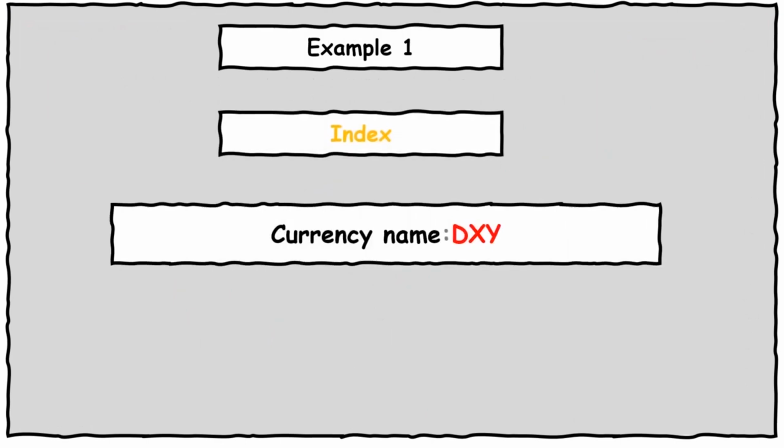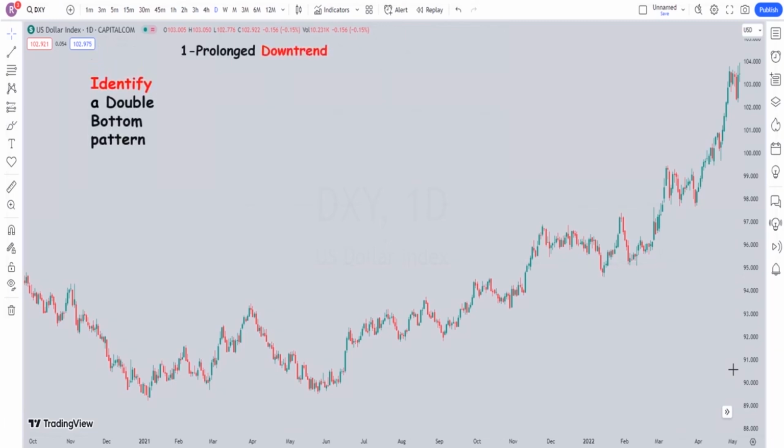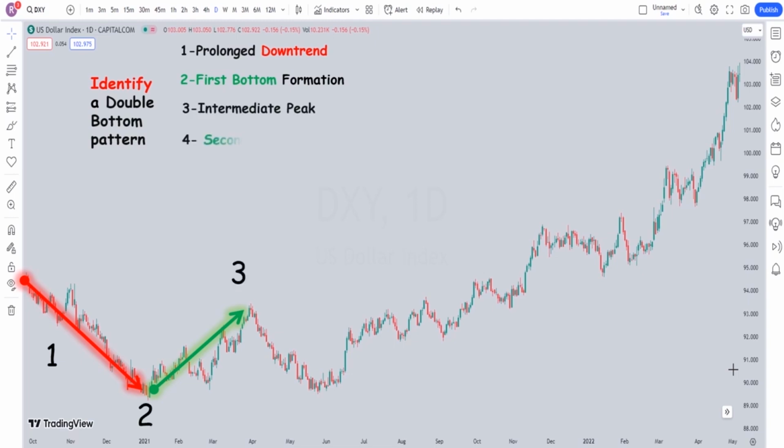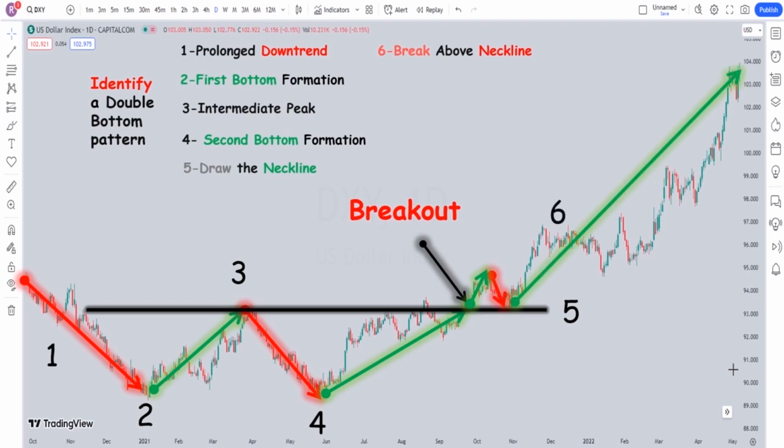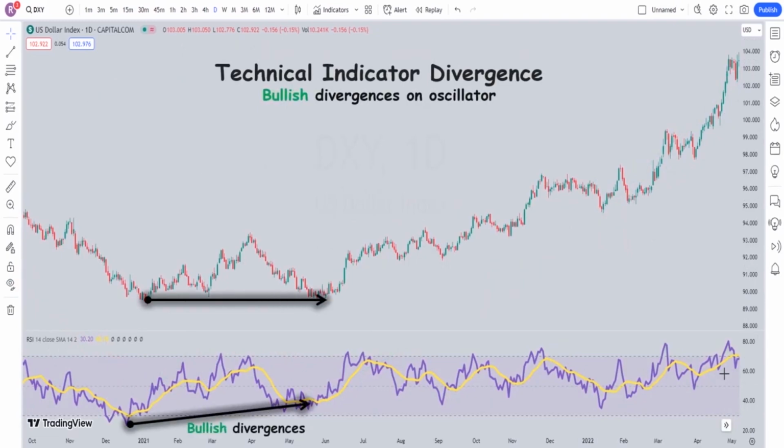Example 1. Currency name DXY. Identify a double bottom pattern. 1, prolonged downtrend. 2, first bottom formation. 3, intermediate peak. 4, second bottom formation. 5, draw the neckline. 6, break above neckline. Technical indicator divergence, bullish divergences on oscillator.